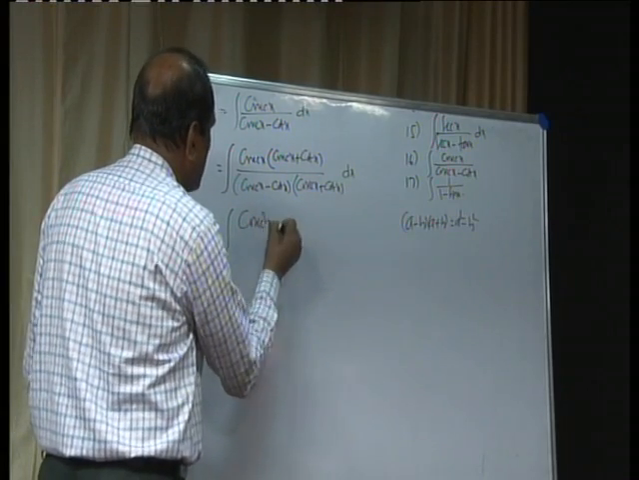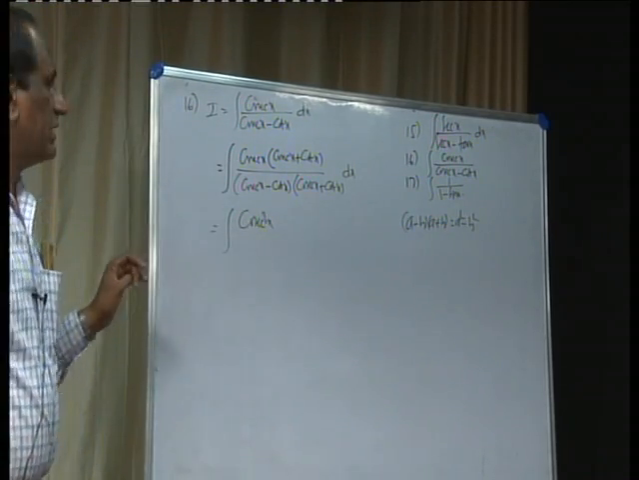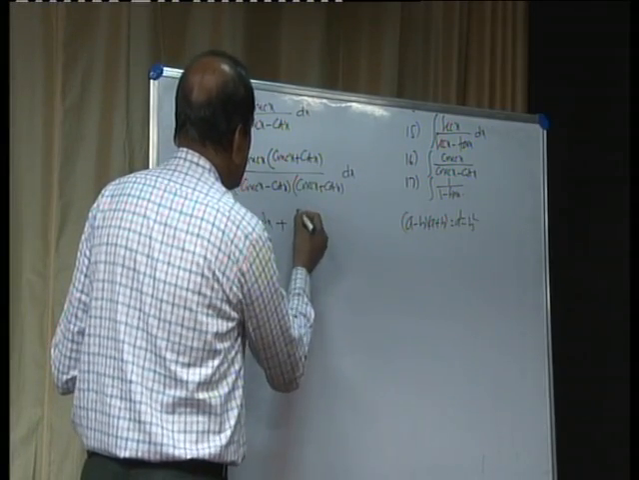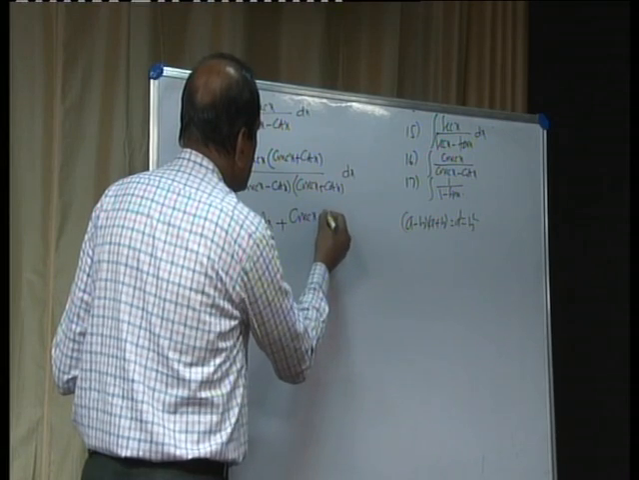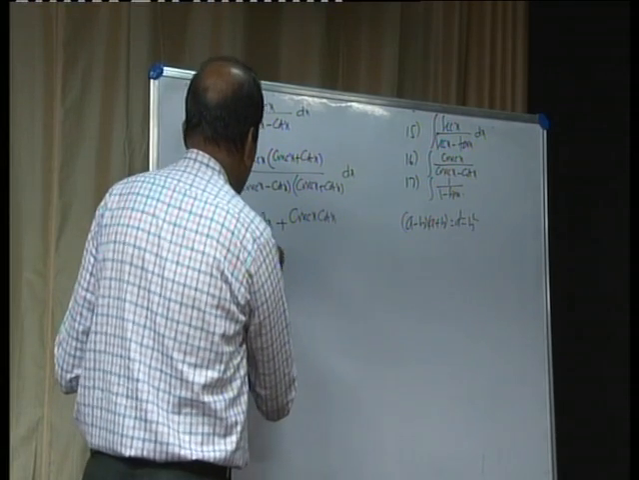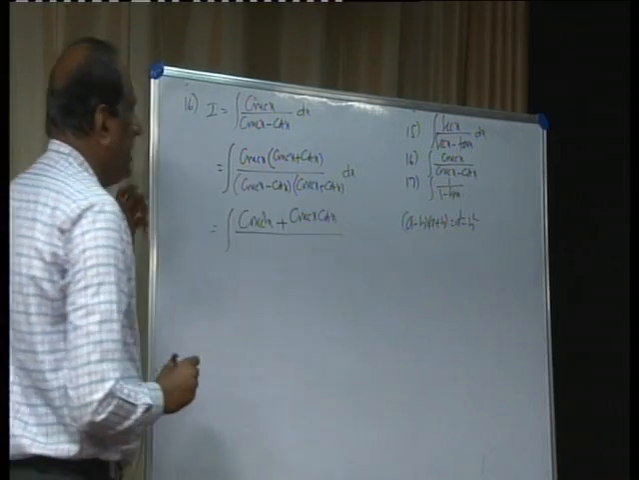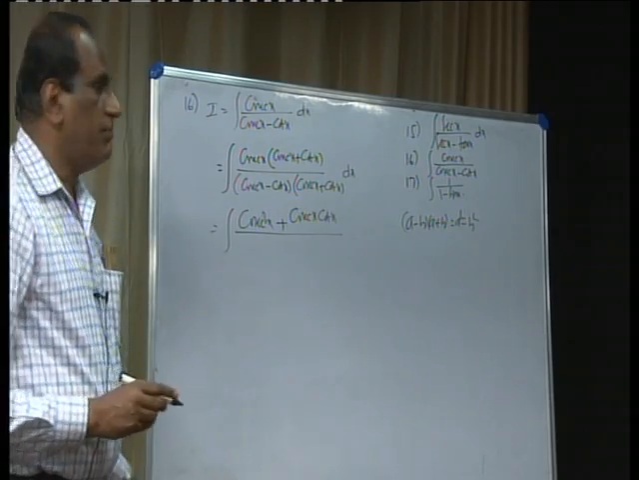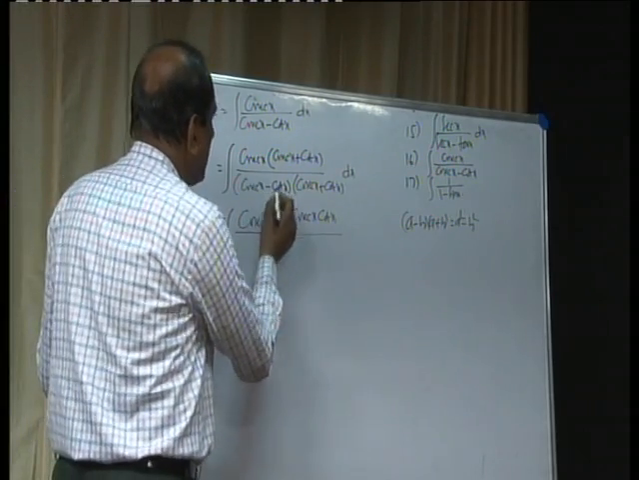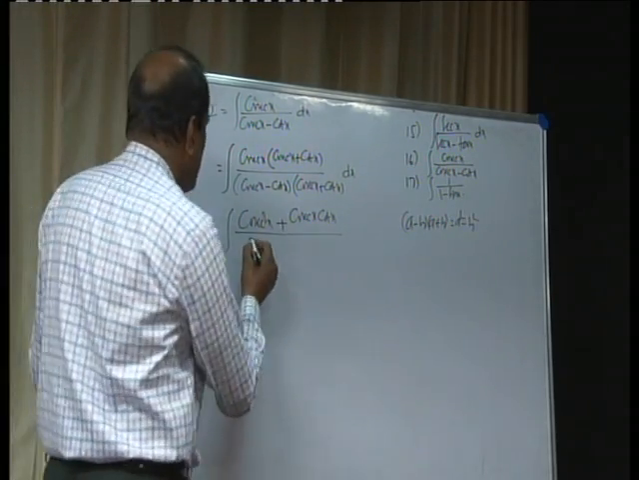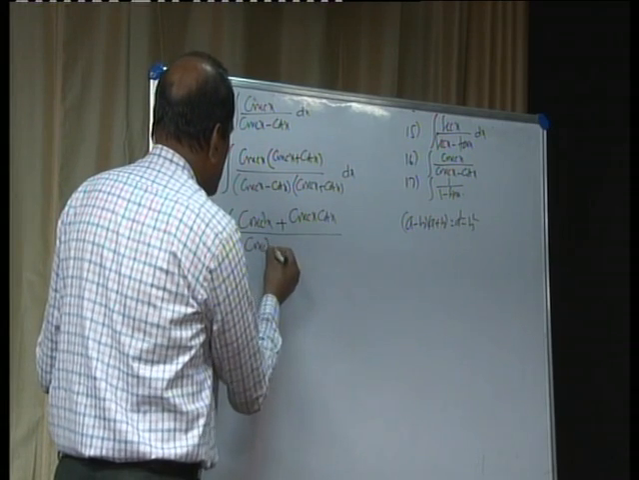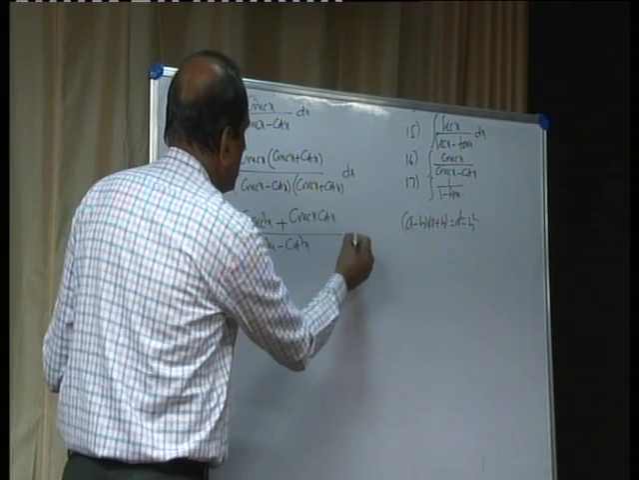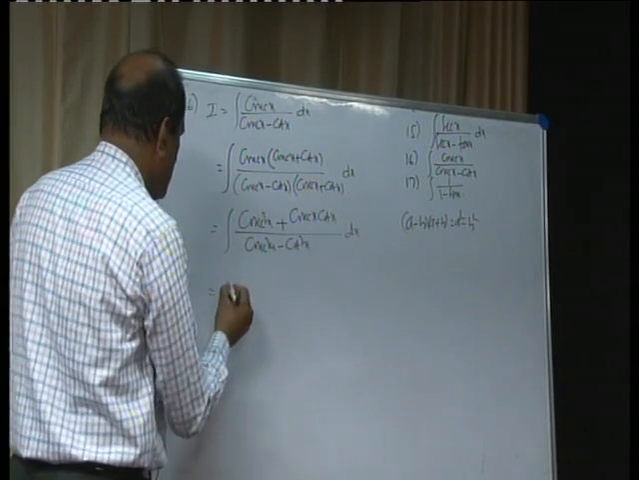Cosecant x into cosecant x is cosecant square x, plus cosecant x into cot x, all divided by... Now, (a minus b) into (a plus b) is equal to a square minus b square. A is cosecant x, b is cot x. Here a square is cosecant square x minus cot square x, with variable of integration dx.